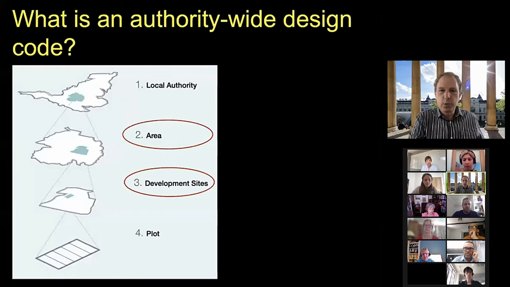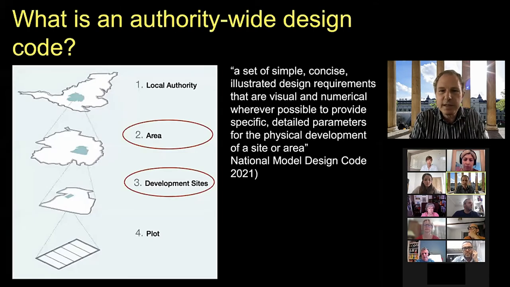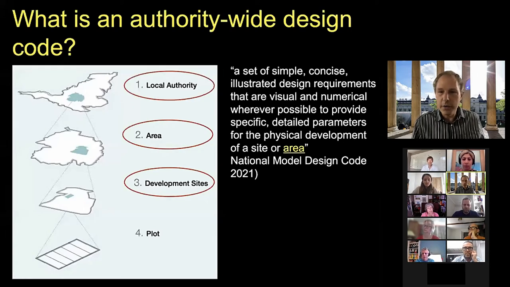This contrasts with the simpler and broader description contained in the National Model Design Code itself, published a couple of years later in 2021, which characterizes design codes as a set of simple, concise, illustrated design requirements that are visual and numerical wherever possible to provide specific detail parameters for the physical development of a site or area. And for the first time, the area in question was enlarged somewhat to include everything from a site, a neighborhood, right up to a whole local authority, and perhaps even a whole county, if the local authority extends across a whole county.